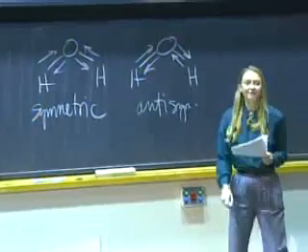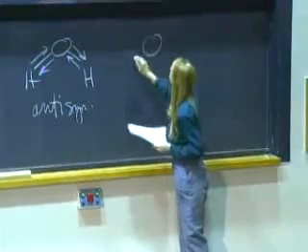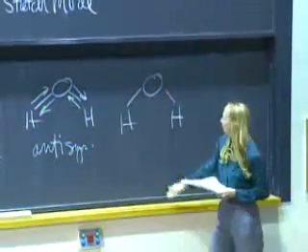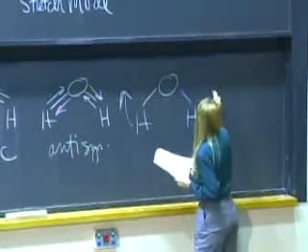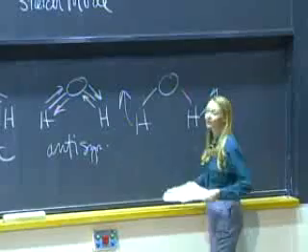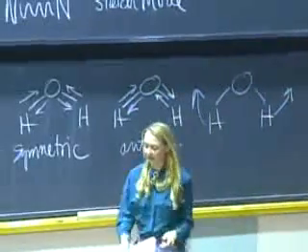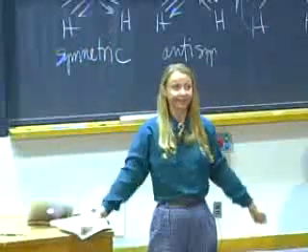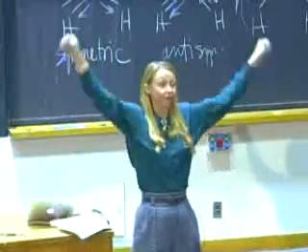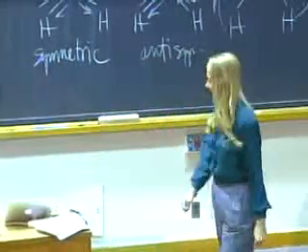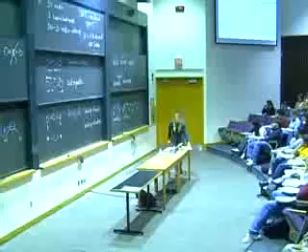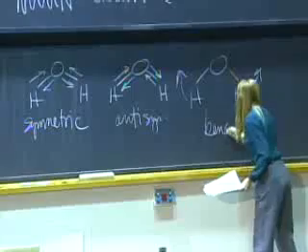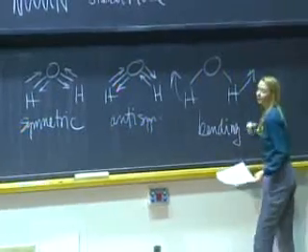Okay, and then finally, we have a bending mode. A bending mode meaning these hydrogens moving this way, or those hydrogens moving that way. And, of course, a picture for that is this. That's a bending mode for the hydrogens. Okay, so we got three vibrational modes for the hydrogen.